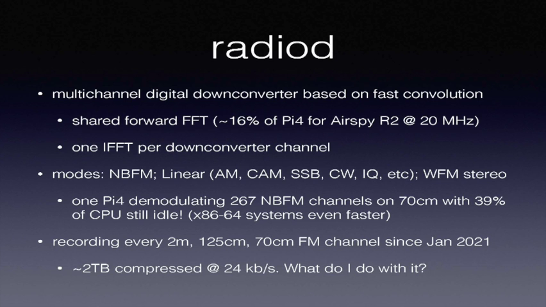So the architecture of Radio D uses one big forward FFT that digitizes the entire input spectrum, which takes only 16% of a Pi 4 for the AirSpy R2 sampling about 9 megahertz of usable spectrum. I still think that's pretty amazing. And then for each channel that you want to demodulate, it uses one inverse fast Fourier transform.